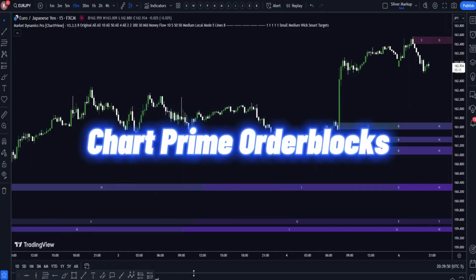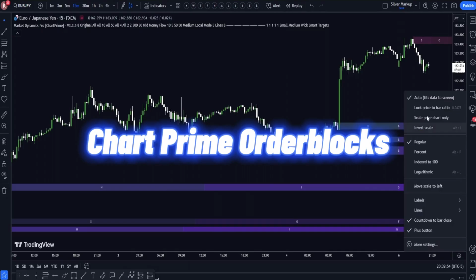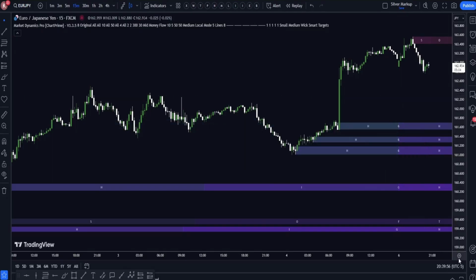Order blocks is one of my favorite indications of the market. It's something that I look for on a day by day basis when I'm trading. Order blocks, if you don't know, are points in the market where institutional money makes either a manipulation move or their actual move. And the evidence shows within the charts.